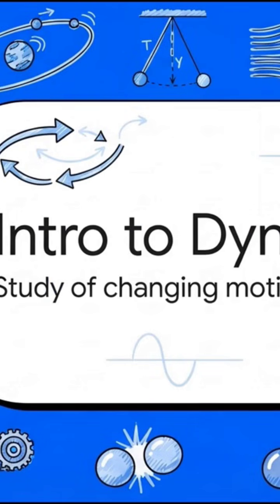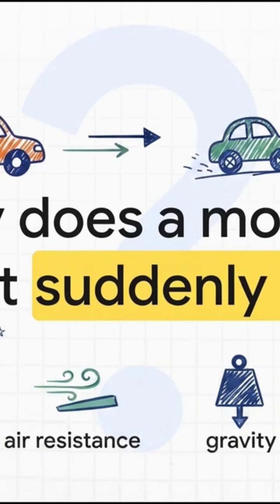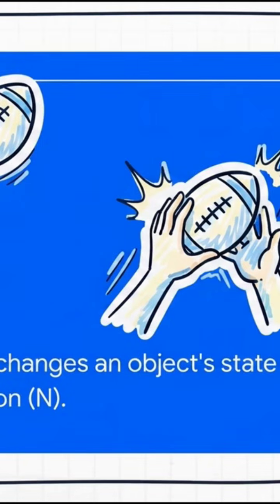All right, Section 1, Introduction to Dynamics, the study of changing motion. Now, dynamics is not just some dry textbook theory. It actually answers the real whys of our physical world. For example, why does a moving object suddenly stop? Think about the invisible rules that actually govern that action. I mean, if something is moving, what exactly causes it to just halt? Well, the ultimate answer there is force.